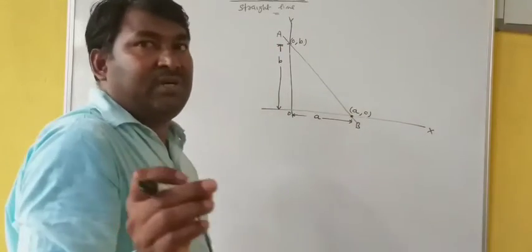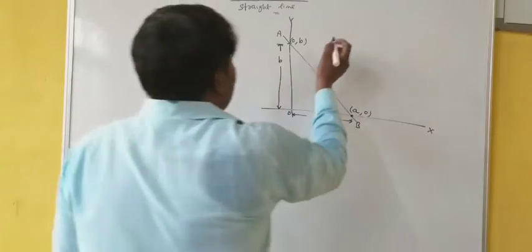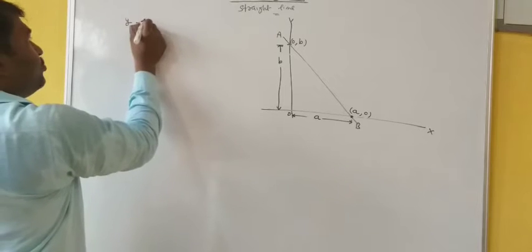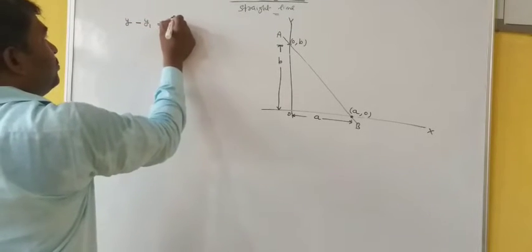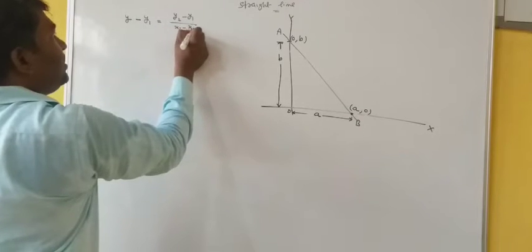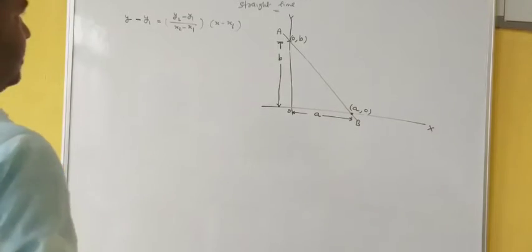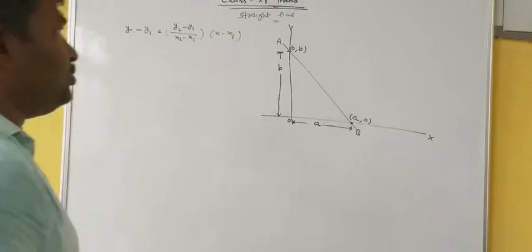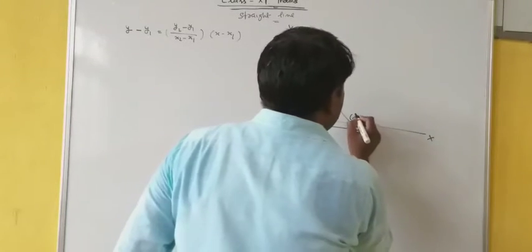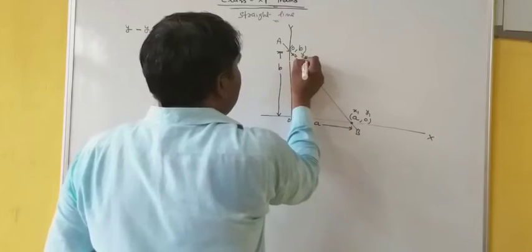Then how can you find the equation of this line passing through 2 points? As I have told you earlier, the equation of a line passing through 2 points is y minus y1 is equal to (y2 minus y1) upon (x2 minus x1) into (x minus x1). This is the equation of a line passing through 2 points (x1, y1) and (x2, y2). Let these coordinates be (x1, y1) and (x2, y2).